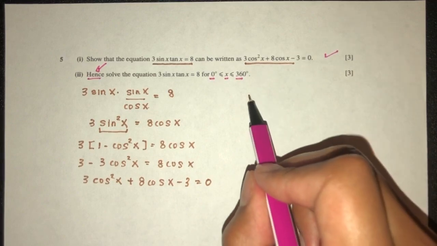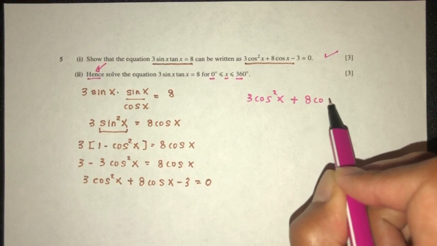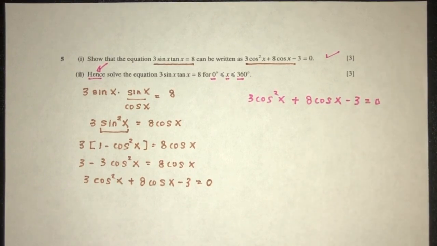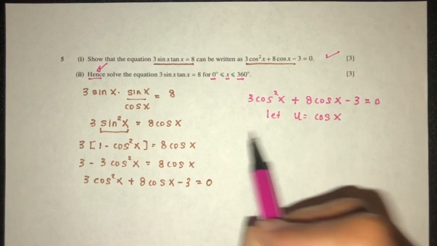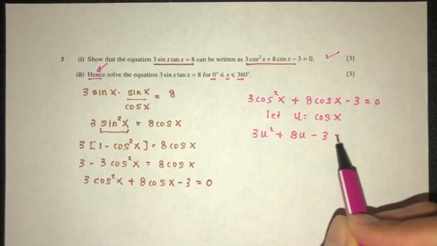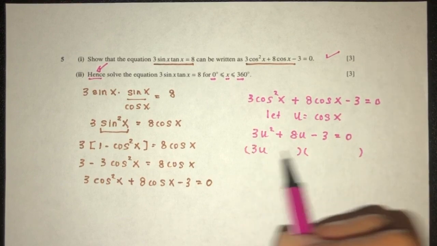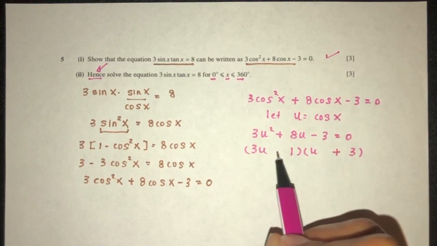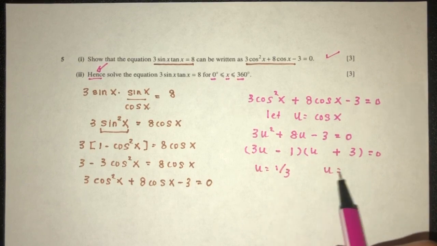So pretty easy. We have 3 cos squared x plus 8 cos x minus 3 equal to 0. Now if you guys find this hard to work with, you can always let u equal to cos x. You will have 3u squared plus 8u minus 3 is 0. Now we can factorize. That will be (3u)(u). 3 is 3 times 1. To get plus 8, we have to have plus 9 minus 1. u has to be 1 over 3 and u has to be minus 3.